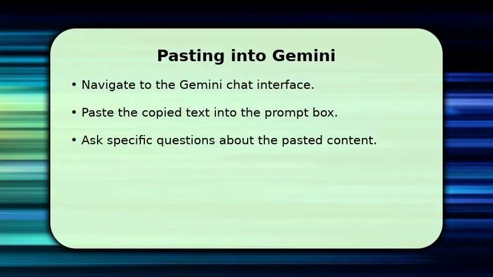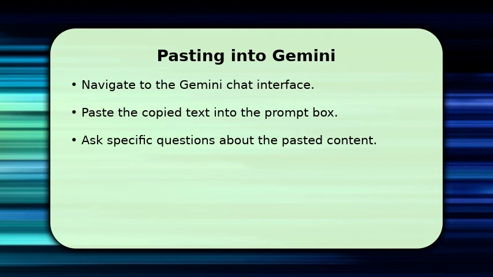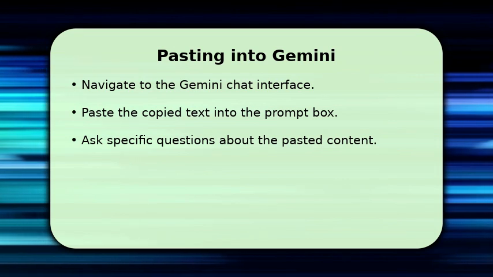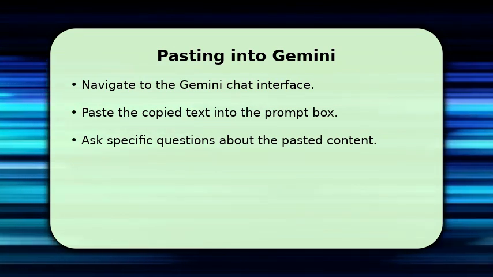Now, open your web browser and go to the Gemini chat interface. Locate the prompt box where you typically type your questions. Paste the text you copied from your PDF directly into this box. After pasting, you can immediately start asking Gemini questions about the content. For example, you could ask for a summary, key points, or specific details from the document.